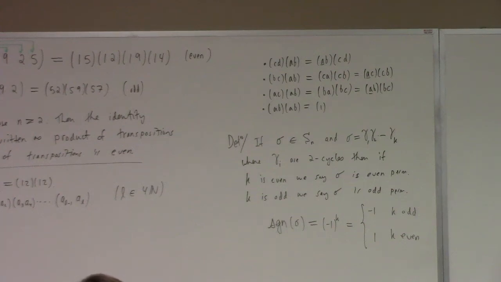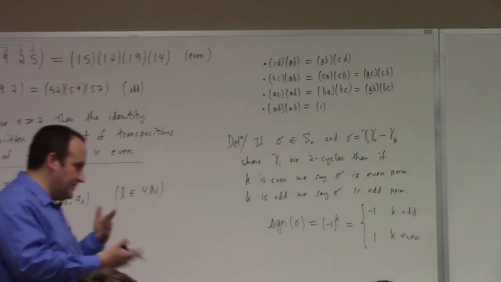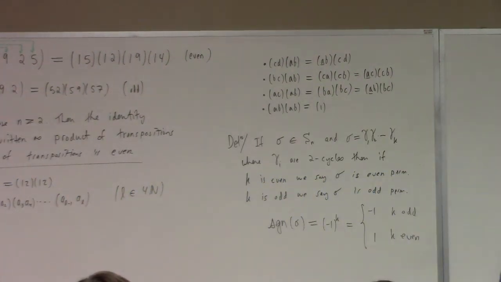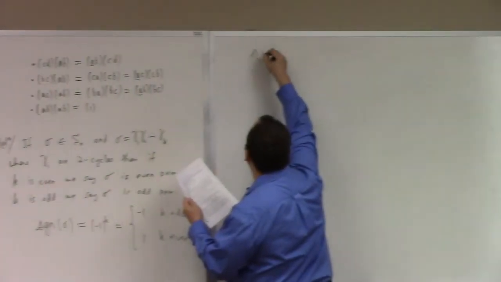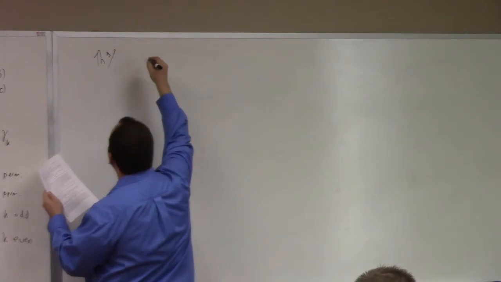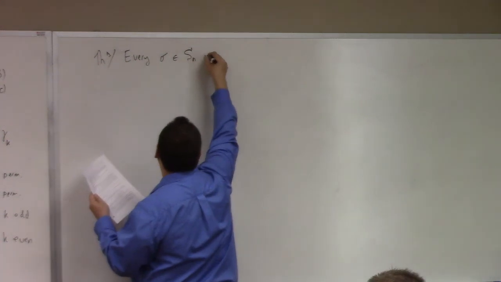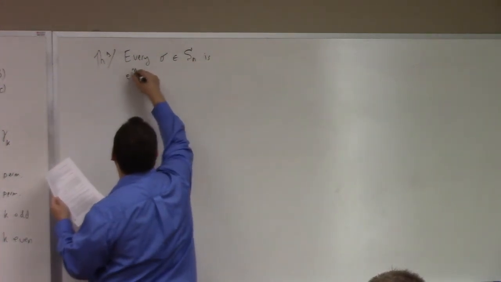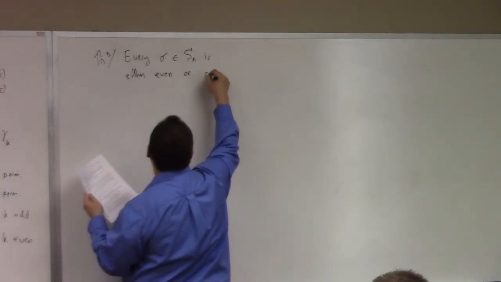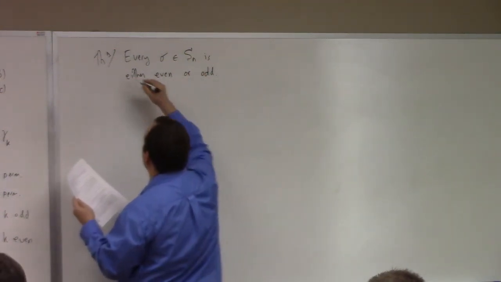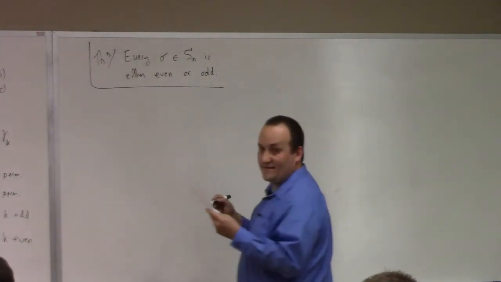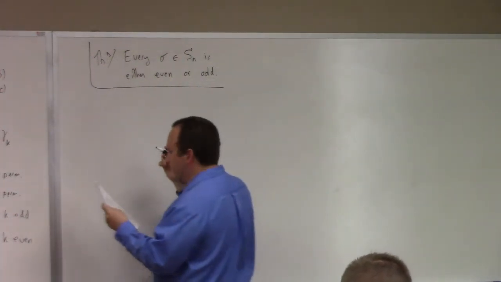Now, at the moment, this begs the question, how do you know that this is well-defined, right? Because I haven't proved that; we just proved that the identity is even. How do you know that any other permutation is necessarily even or odd? Well, once you have that the identity is even, it's not that hard. Let me show you. So here's the theorem. Every sigma in Sn is either even or odd. And I'm using that in the mathematically precise sense of either-or. It can't be both, okay? So here we go.